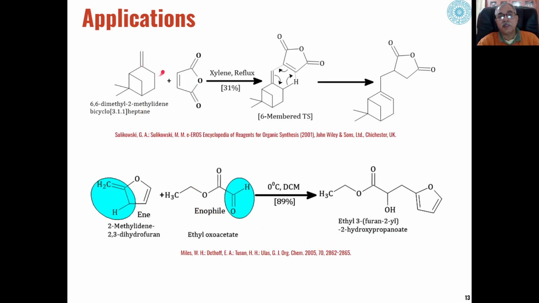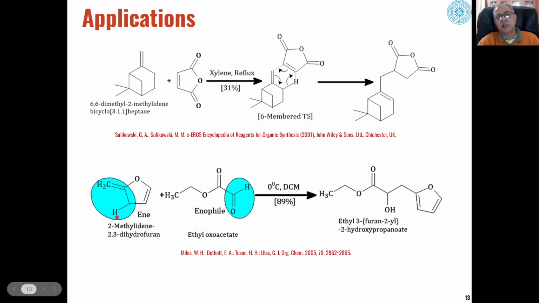Similarly, in this allylic system, this carbon-hydrogen bond is where the reaction will take place, and you can see over here when this alkene is reacted with maleic anhydride in xylene, a thermal reaction when refluxed in xylene, then this type of six-member transition state is formed to give us this product in Alder Ene reaction.